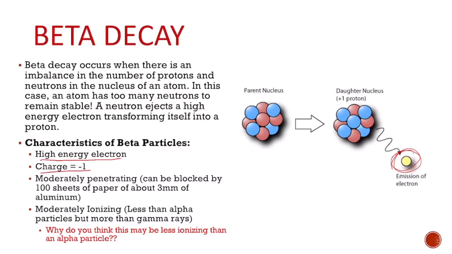They have a -1 charge because it's an electron. And it's a moderately penetrating form of radiation. So it can be blocked by about 100 sheets of paper or by about 3 millimeters of aluminum. And it's moderately ionizing. So it's less ionizing than alpha particles, but more ionizing than gamma rays. So alpha particles are really ionizing because they're trying to pull in 2 electrons. Well, this is just one single electron that's out there trying to find a home. And once it finds its home, it's ionizing whatever it attaches to.